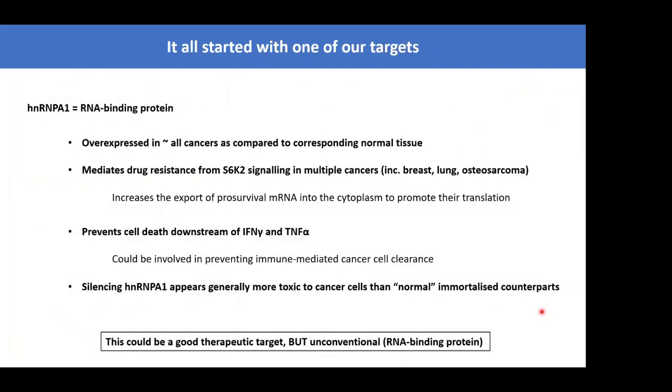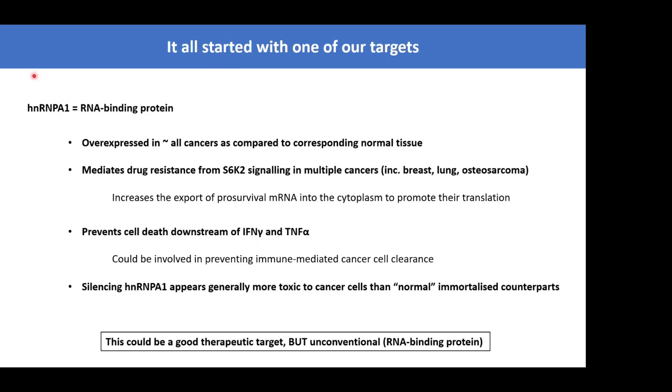Well, it all started with one of the targets that I just told you about, which is HNRNPA1, which is phosphorylated downstream of S6 kinase 2. At the time when we started on that journey, there was no inhibitor for S6 kinase 2. This has since changed, and through a collaboration with Germany, we have a kinase inhibitor for S6 kinase 2. We had tried for many years to develop an inhibitor for S6 kinase 2, and we failed. So we thought maybe we should go one level down and try to develop an inhibitor for HNRNPA1.